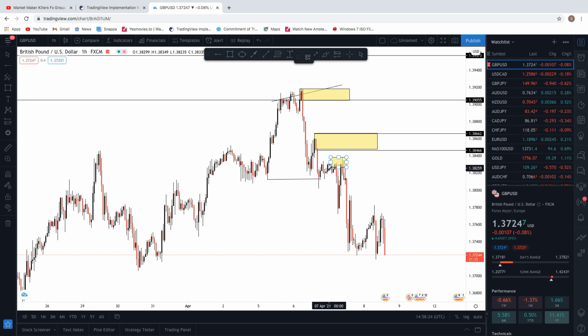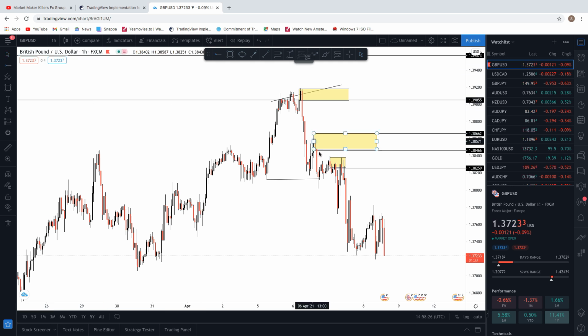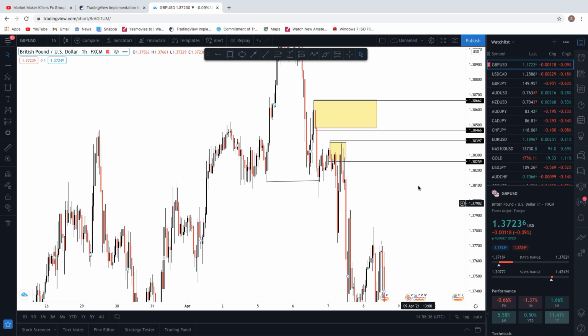So how do we identify a base? We look at how price leaves the area. That's the most important thing, because how price leaves the area will determine the zone strength. So in this case, we can see this is what we had right here.